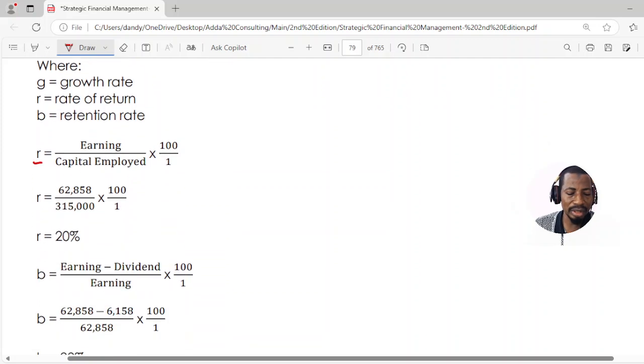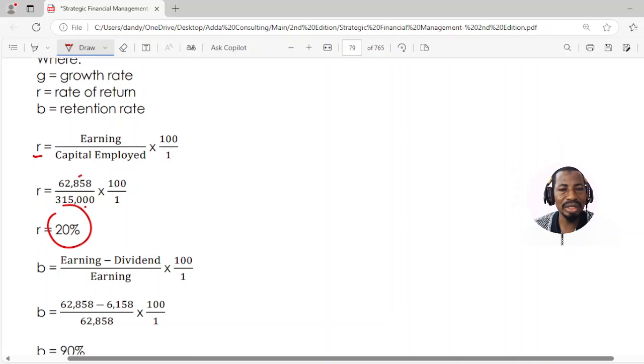So I need to calculate the return on capital employed, which is earnings divided by capital employed. Earnings in the question is 62,858. Like I mentioned, earnings is the same thing as profit after tax. Capital employed is 315. Multiplied by 100%, we got a rate of return of 20%.